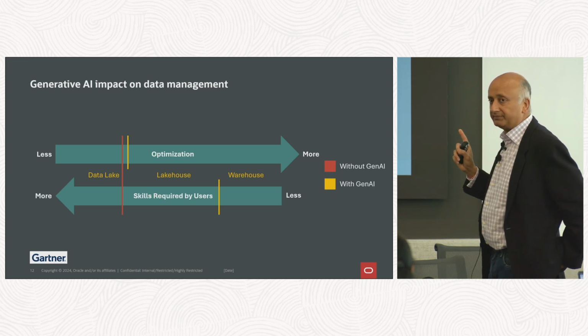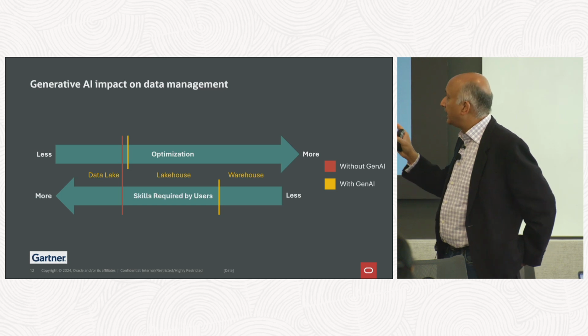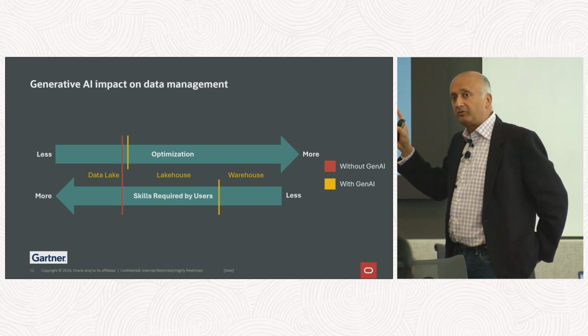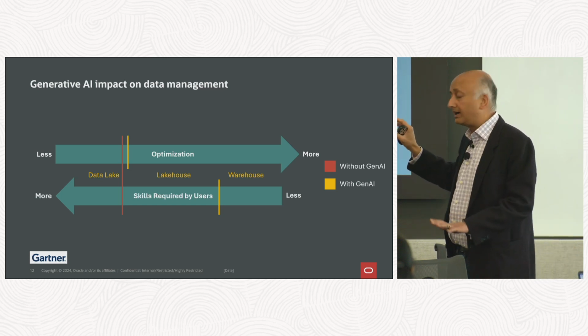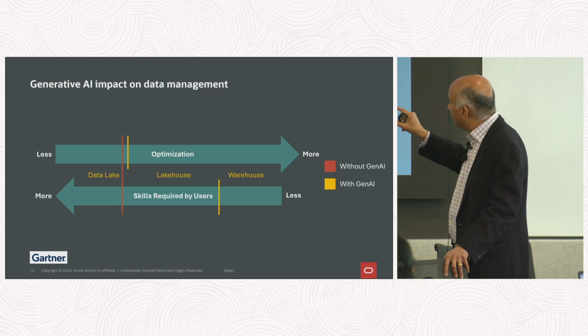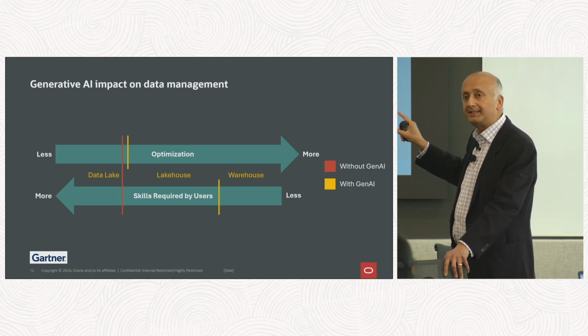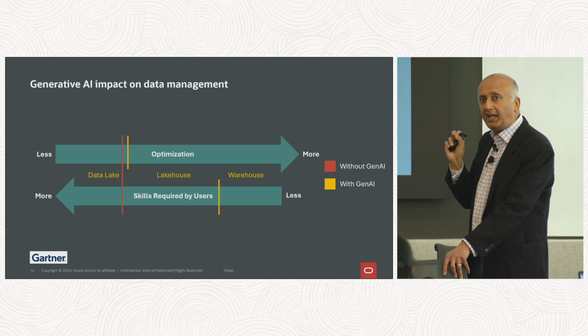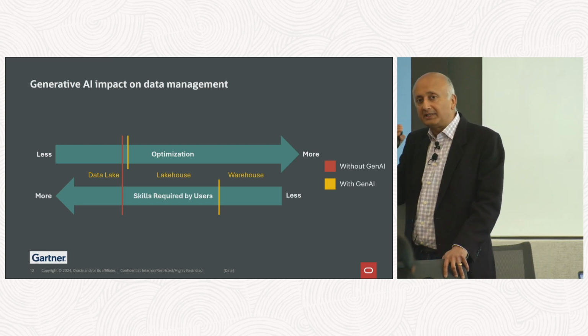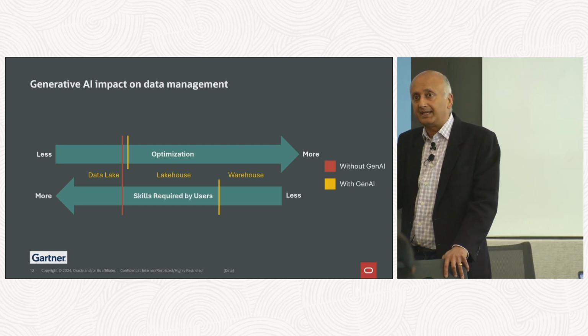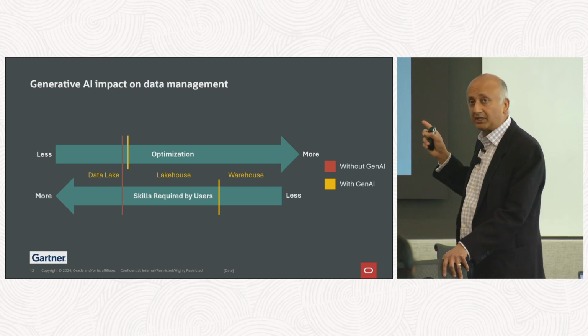With generative AI, here's an interesting thing. Your optimization may not improve so much. This is per Gartner. But what is going to be significantly improved is the skill set. And at the end of the day, the most valuable thing out there is people's time. So what this shows as a concept, right?